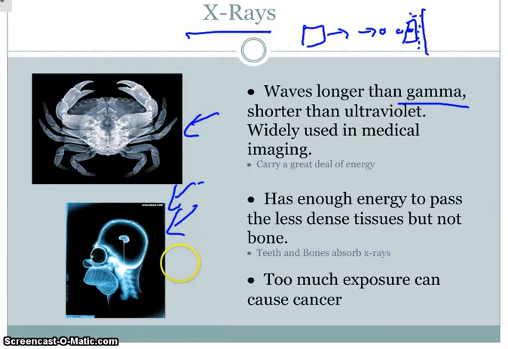Thankfully, due to the different densities of things like bone and teeth, they'll absorb the X-rays, and that's what produces these white spots in these images, especially where teeth and bone are supposed to go. Once again, because they're so powerful, too much exposure to these can cause cancer. Hence the reason when someone's giving you an X-ray, they leave.